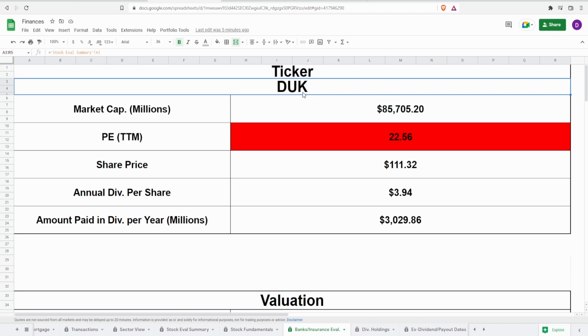But nonetheless, ticker symbol of DUK, market cap of $85.7 billion, PE, guys, of 22.56. So this is pretty much just telling me that it is a little bit expensive. At $111.32, this is slightly expensive. However, let's take a look at other metrics just to see what we can come up with. Because even if it's expensive by a little bit, it's only expensive by 2.56 points. So we may actually be willing to pay a premium in regards to what we're getting from this company. Now, with that annual dividend of $3.94, this comes out to be $3 billion being paid out every single year.